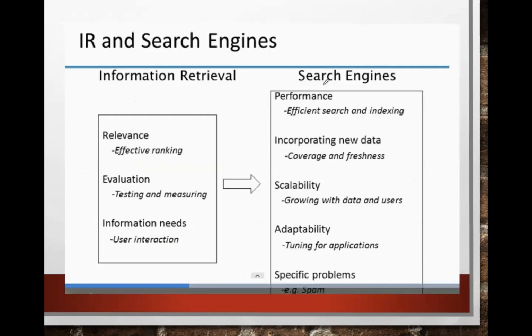And here, in information retrieval and search engines, these are the things that should be considered, that is relevance. In order to find out relevance, effective ranking is important, and evaluation, which can be done by testing and measuring. Then information needs, which can be known with the help of user interaction. We'll be using all these techniques in search engines as well, because just now we saw search engine is one of the applications of information retrieval.